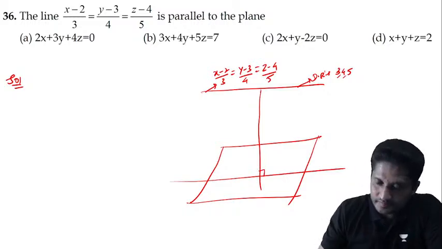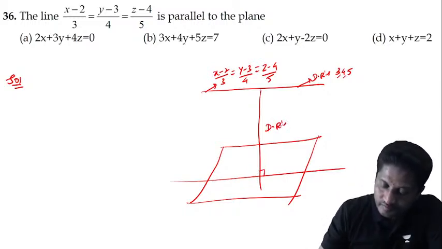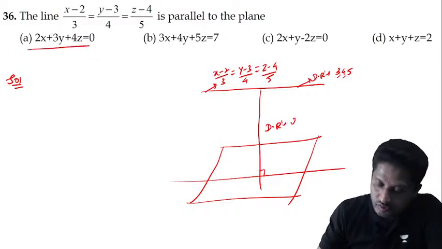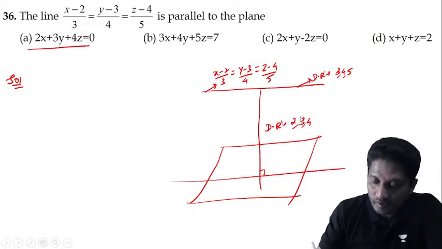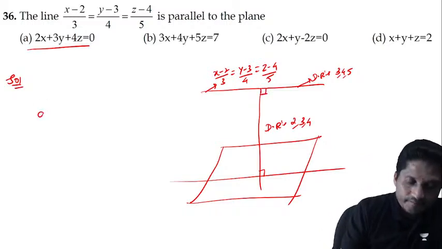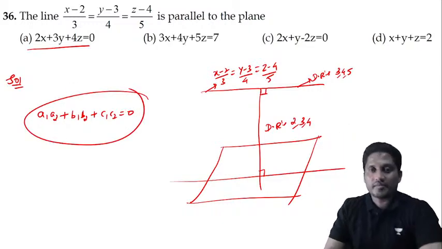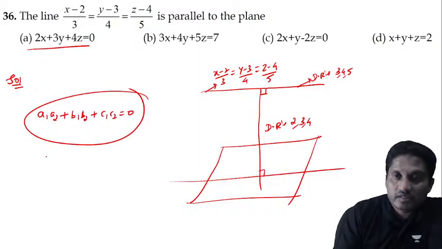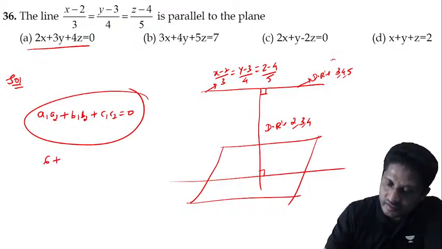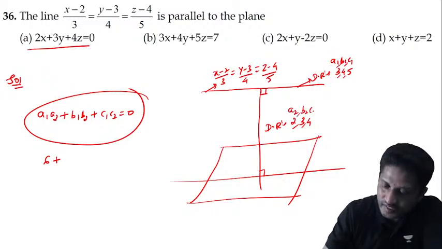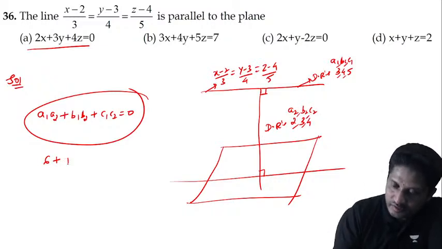Suppose I take the first option, drs normal to the first plane, option A, I'm using this, is 2 comma 3 comma 4. Obviously they're perpendicular, right? If they are perpendicular, a1 into a2 plus b1 into b2 plus c1 into c2 should be equal to 0. Now let us multiply the drs. Obviously it won't be 0. Let's say this is a1 b1 c1 and these are a2 b2 c2. If you multiply, it won't be 0. 6 plus 12 plus 20, it won't be 0. So the first option is ruled out.